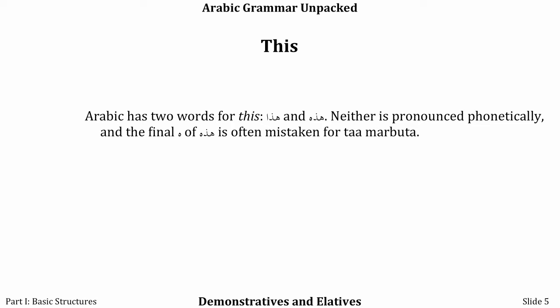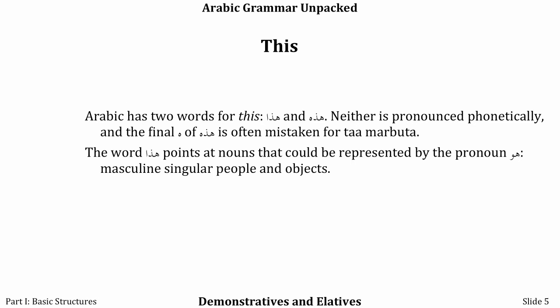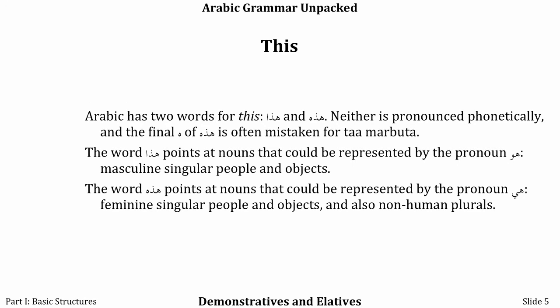هذا looks like هذا, but it's هذا, and هذه looks like it has ta marbuta almost, but it doesn't. It's هذه. The word هذا points at nouns that could be represented by the pronoun هو: masculine, singular, people, and objects. And the word هذه is a little trickier because it points at nouns that could be represented by the pronoun هي: not only feminine singular people and objects, but also non-human plurals, because non-human plurals are feminine singular.